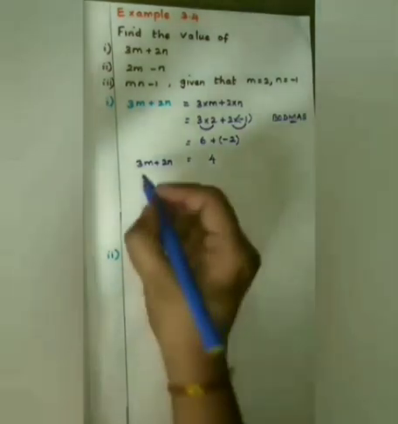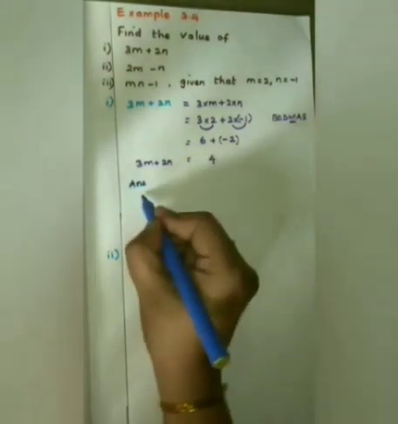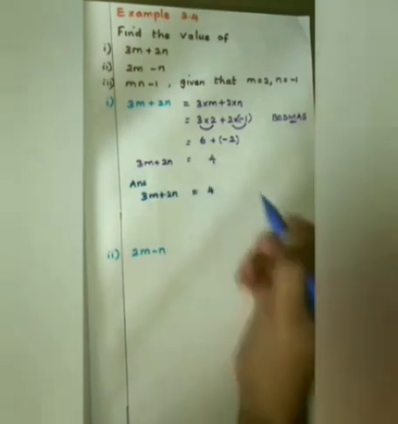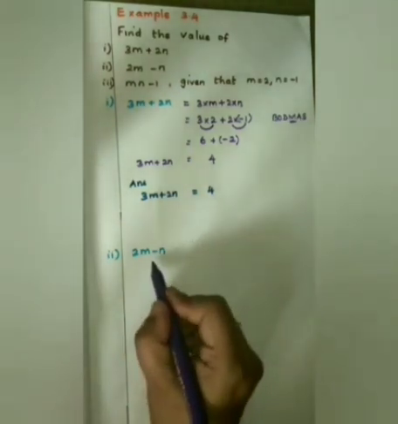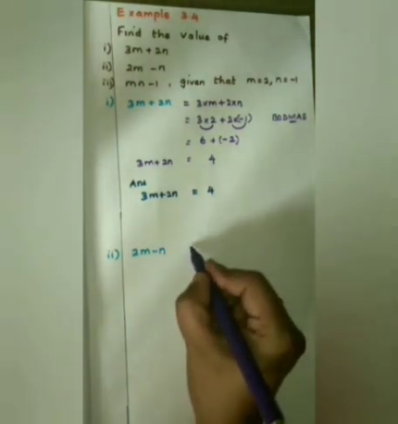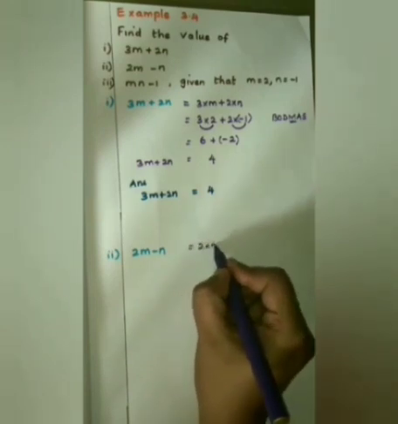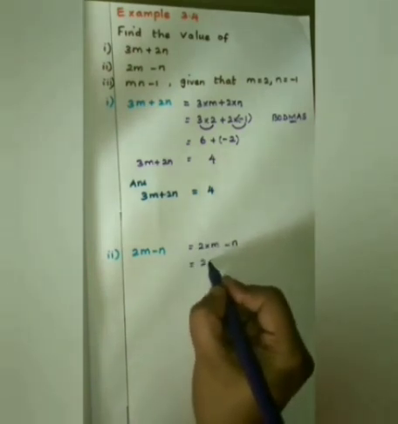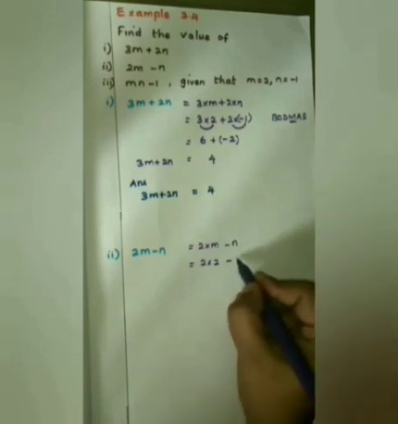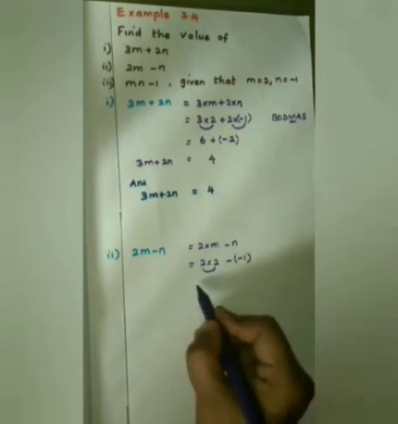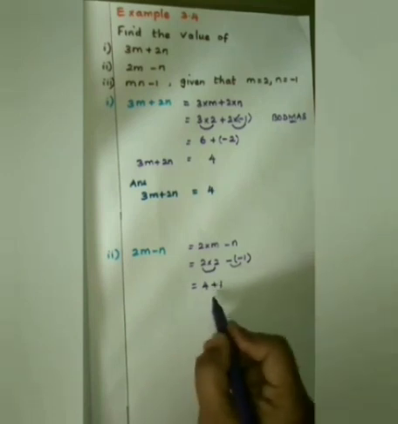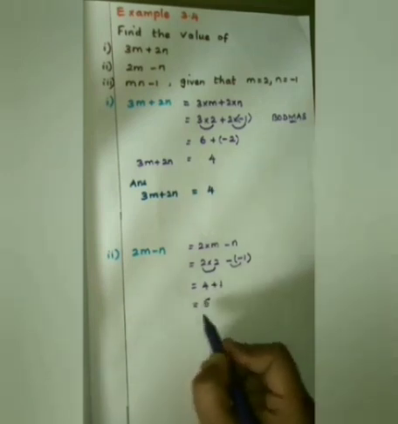Now write the answer step. Answer: 3m plus 2n equal to 4. Second subdivision, 2m minus n. This can be written as 2 into m minus n. Substitute the values for the variables. 2 into 2 minus the value of n is minus 1. First you do multiplication. 2 into 2, 4. Minus into minus, plus 1. So 4 plus 1, 5. The answer is 5.